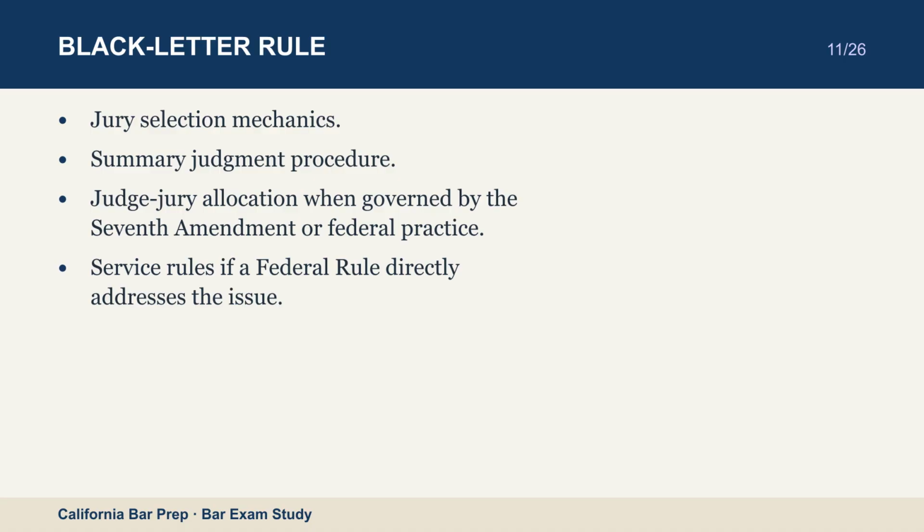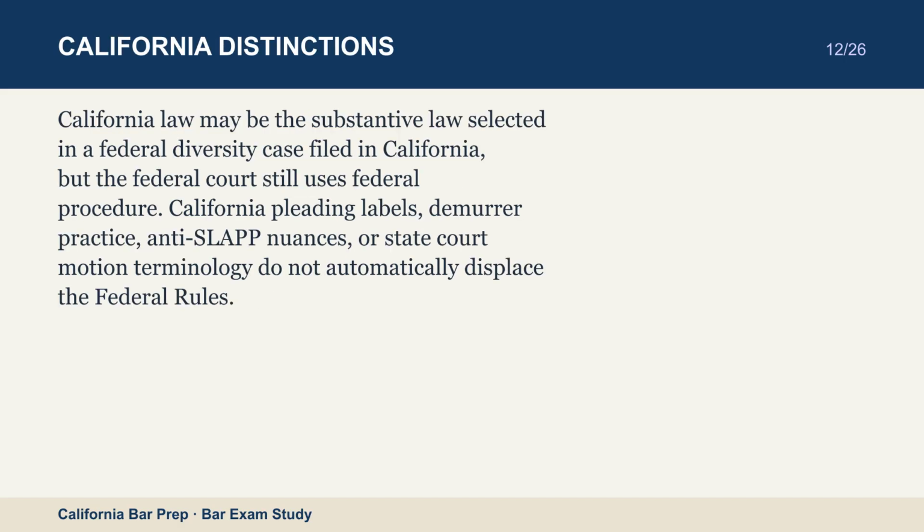California law may be the substantive law selected in a federal diversity case filed in California, but the federal court still uses federal procedure. California pleading labels, demurrer practice, anti-SLAPP nuances, or state court motion terminology do not automatically displace the federal rules. California choice of law. California generally uses a governmental interest approach.